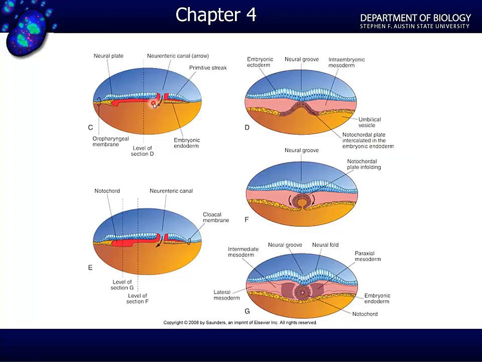And here you can see that now we have a continuity between our amnion and our umbilical vesicle, the yolk sac. And what was the primitive pit we now refer to as the neuroenteric canal. In cross section, you can see how we've got the roof, our notochordal plate, and how it's connected and adjacent to our endoderm, but there's no floor to this.